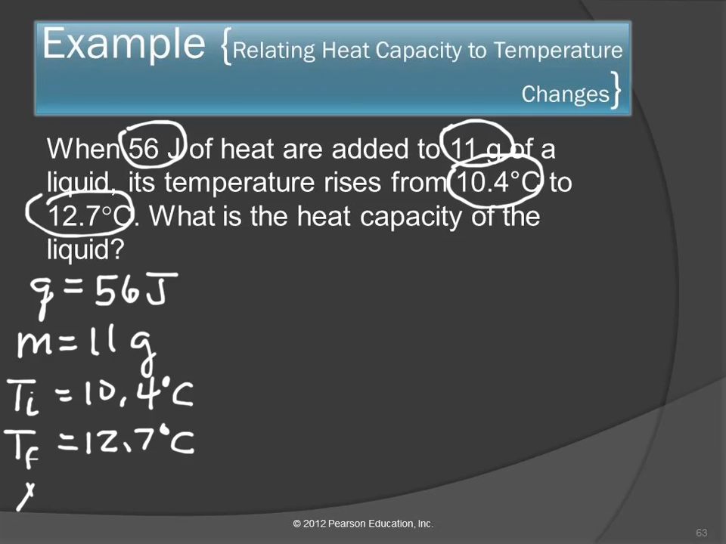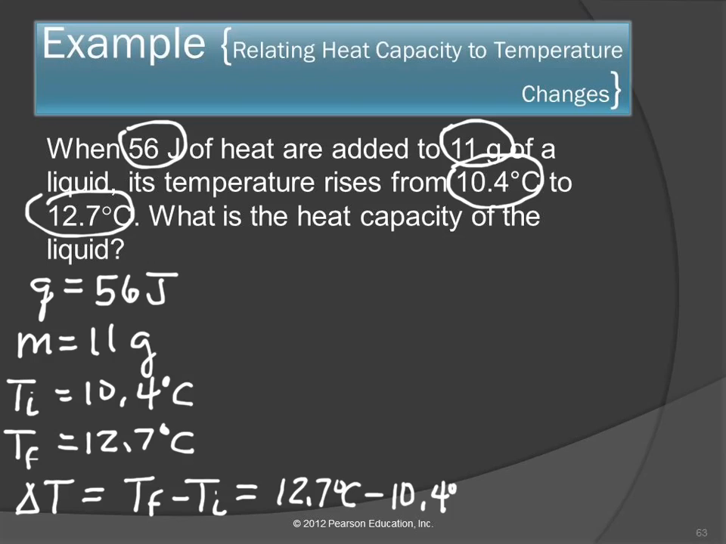So the final is the 12. Well, we're going to need delta T. Let's just go ahead and calculate that. Delta T is the final minus the initial. So it's 12.7 degrees Celsius minus 10.4, which I believe is 2.3.